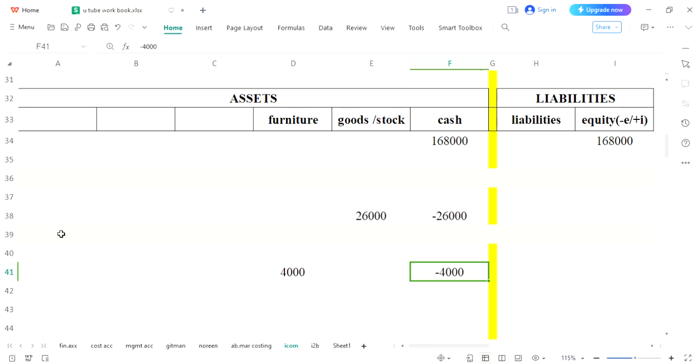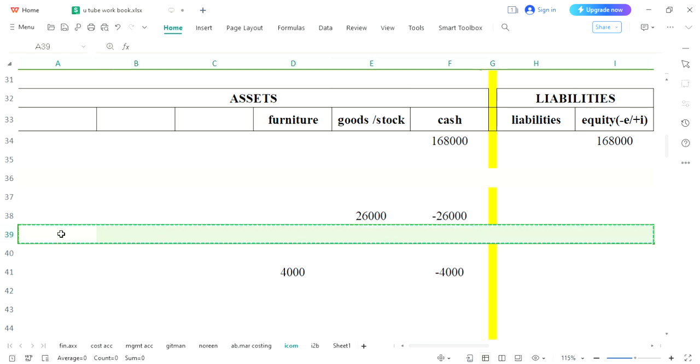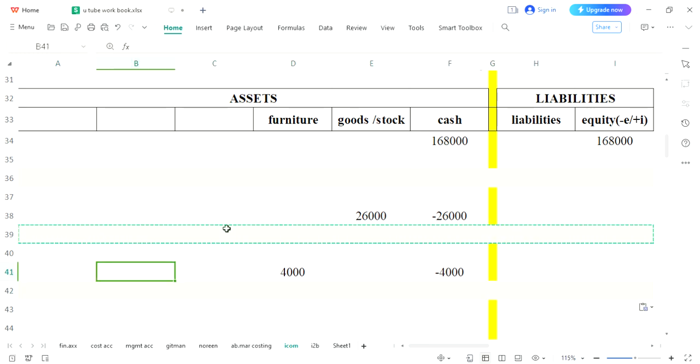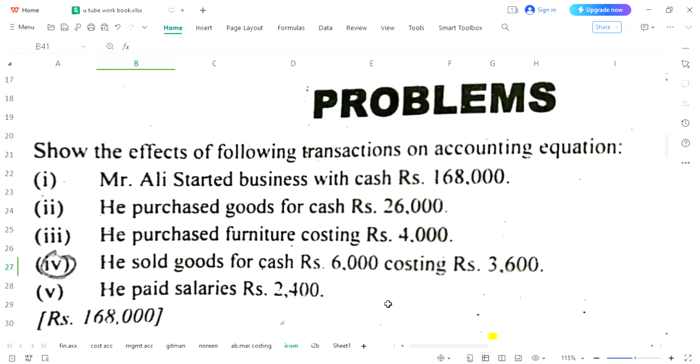After which, as usual, you will select this line and leave a vacant line. You can see after each line, you are leaving one space. After each transaction, you are leaving one space. So after 4,000, we have entry number 4.